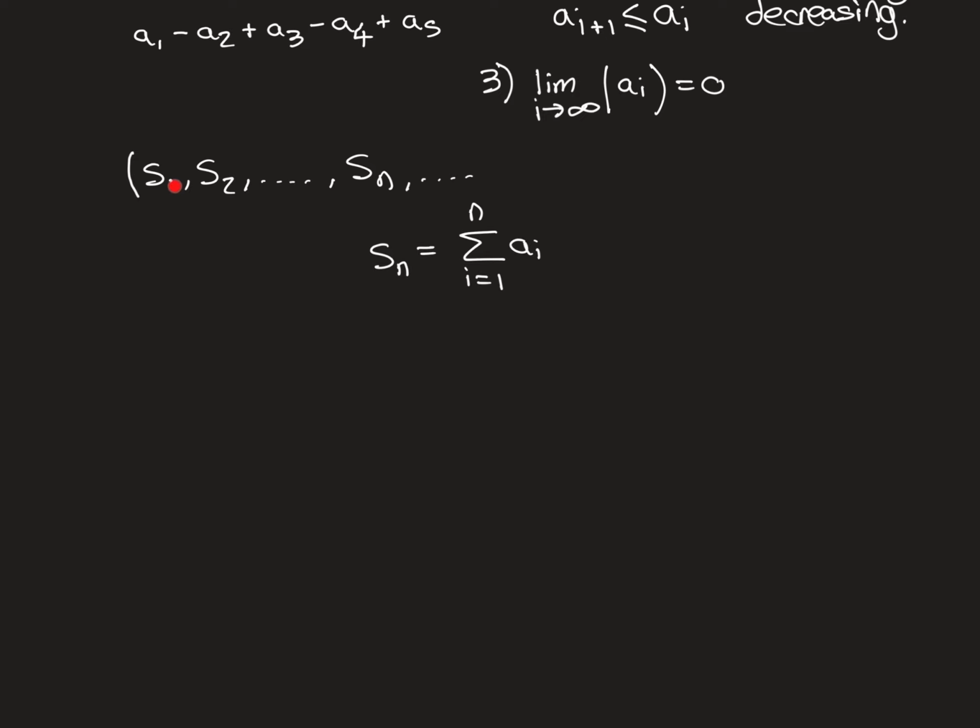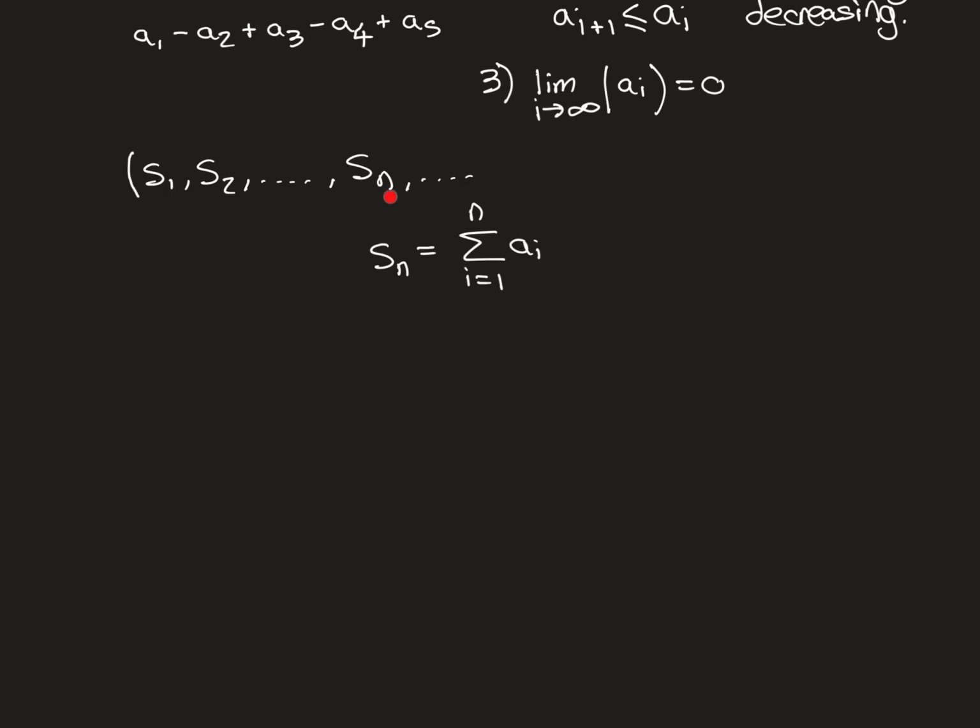So S1 is just going to be A1, S2 will be A1 plus A2, S3 will be A1 plus A2 plus A3, all the way up to Sn being A1 plus A2 plus A3, all the way up to An, which is what's written here. And then this sequence will go on forever, the sequence of partial sums, and if that converges to a limit, that's the answer as to what the infinite series converges to.